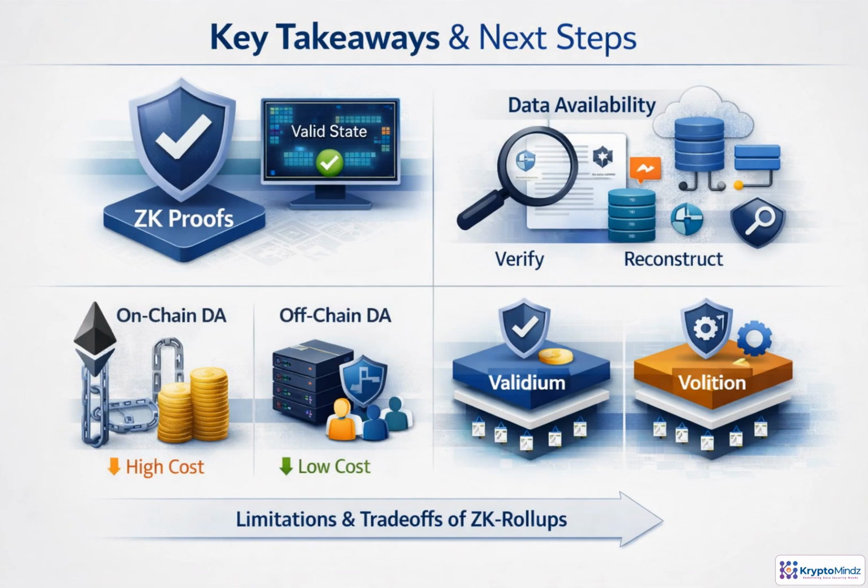The core distinction is simple. ZK proofs show that transitions are correct, while data availability lets users verify, reconstruct, and stay safe. Ethereum DA maximizes trustlessness at higher cost. Off-chain DA lowers cost, but adds assumptions. Validiums and volitions sit along that spectrum, which leads naturally into the broader trade-offs every rollup design has to make.